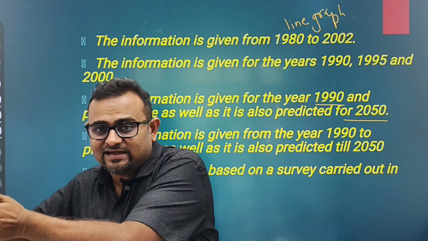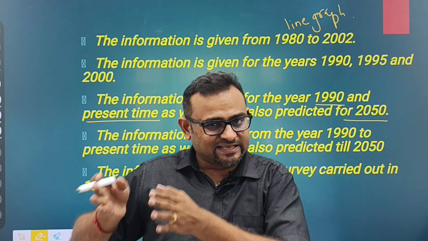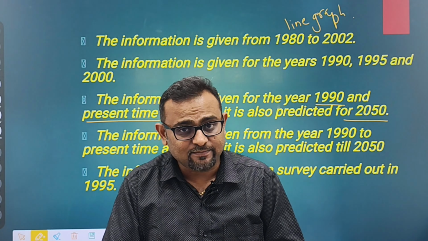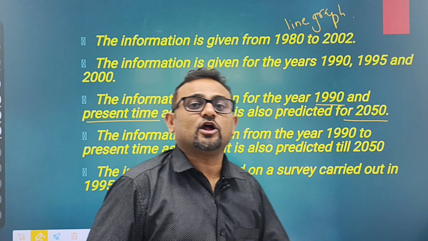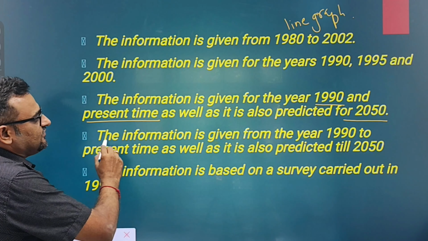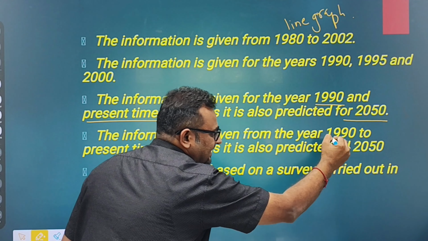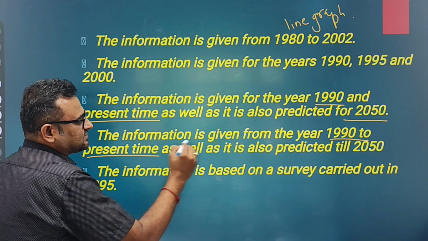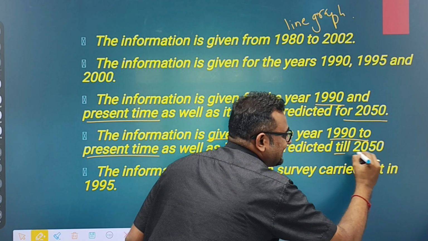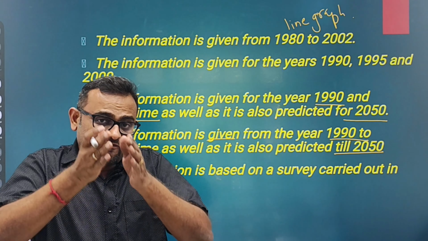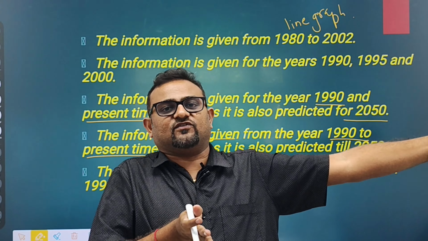If the data is given from 1990 to present time, and from present time to 2050 it is predicted or projected, then in that case the information is given from the year 1990 to present time. As well as it is also predicted till 2050. Till means from present to 2050.